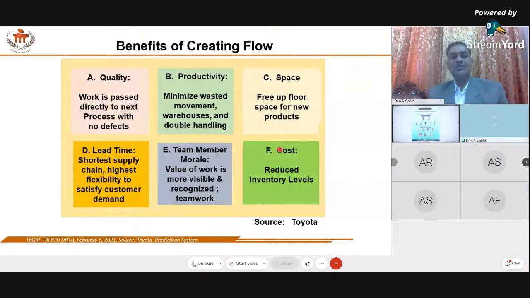The other one is minimized waste, movement, warehousing, and double handling. That increases the productivity. What is productivity? Productivity is analogous to efficiency. Efficiency means output upon input, and similarly, in productivity, we are talking about output upon input.